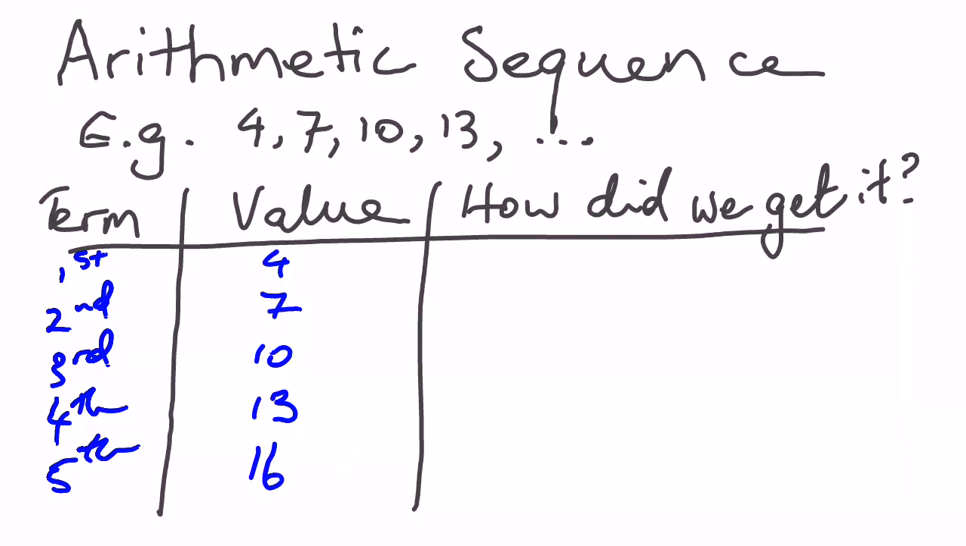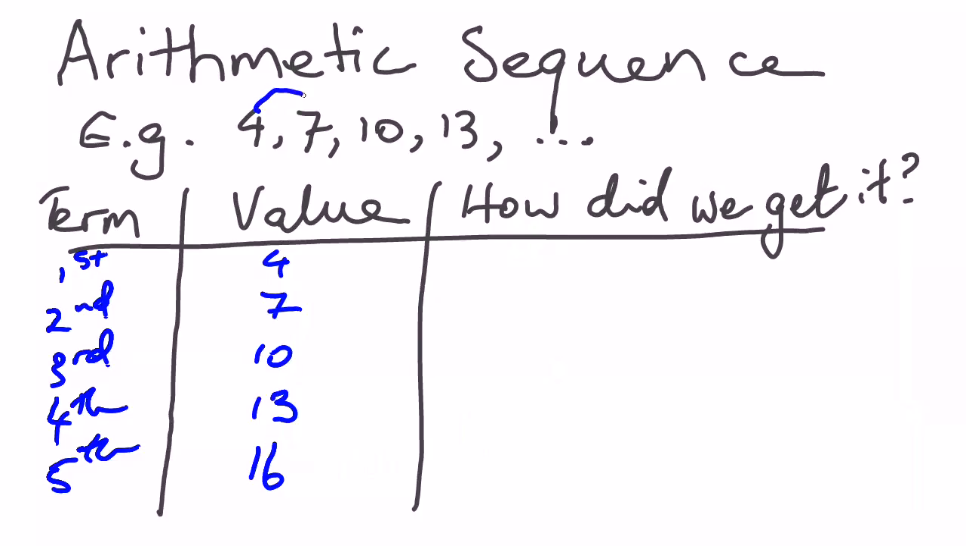But what I want to think about now is how did we get those terms? The first term we didn't get, right? It just is. The first term is 4. That's how a sequence is defined. But how do we get from 4 to 7? Well, what is the pattern that we're following?